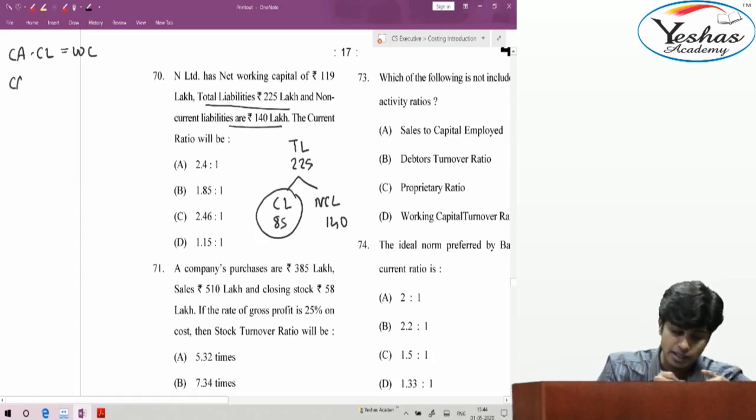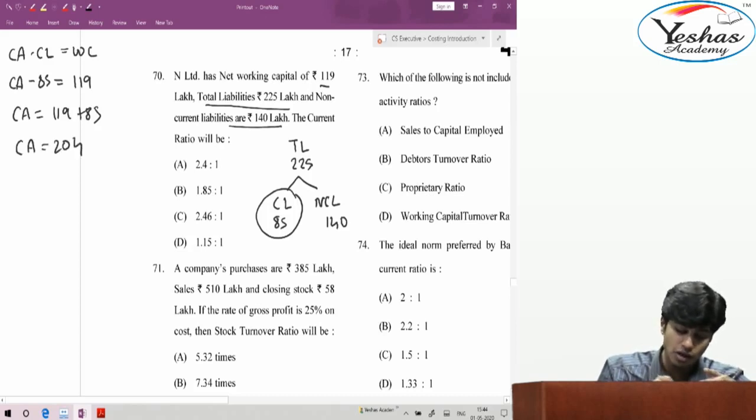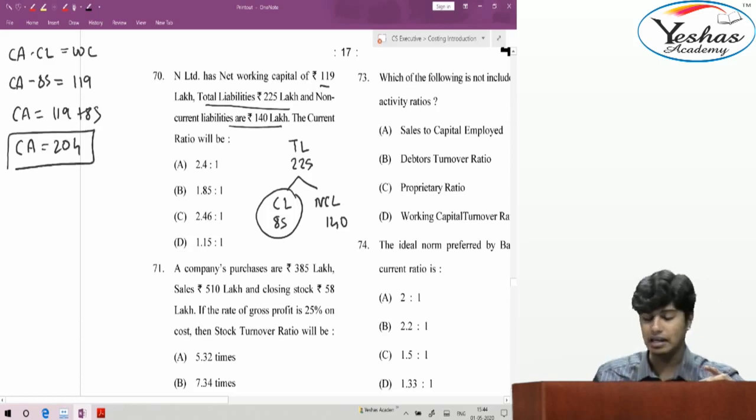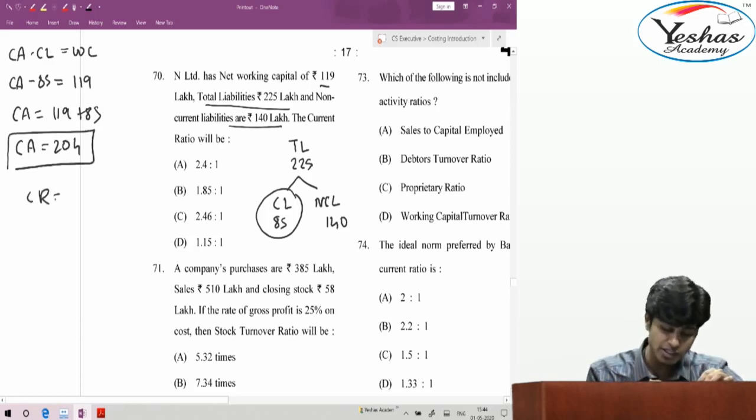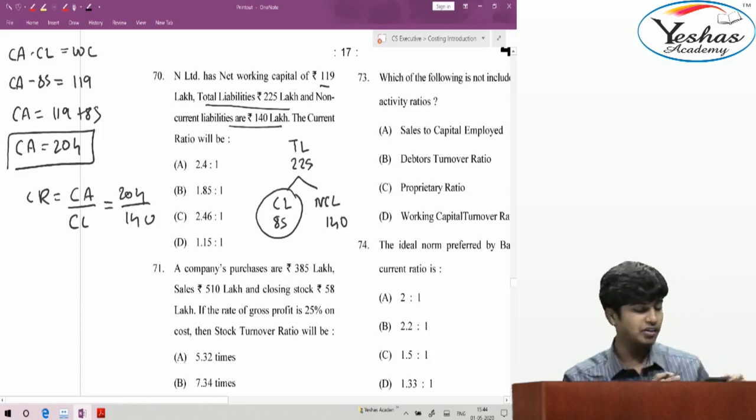So I'll write current assets, which I don't know. From this, if I subtract 85, I'll get my working capital of 119. So my current assets is equal to 119 plus 85. If I add 119 and 85, I'll get current assets of 204. I know my current assets is 204 and my current liabilities is 85. My current ratio, it is very easy to do now. Current ratio is equal to current assets by current liabilities. So current assets is 204, current liabilities is 140.